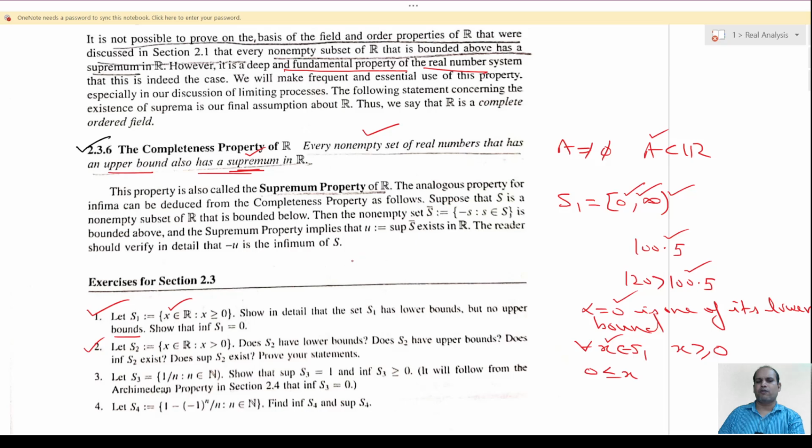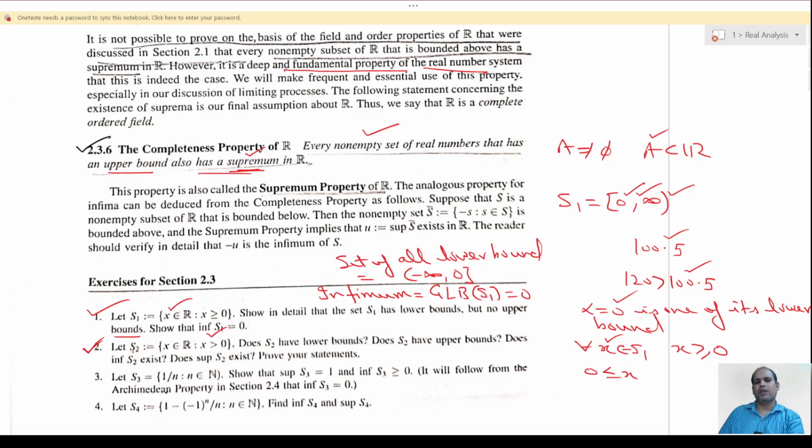Now, what will be the set of all lower bounds? The set of all lower bounds is minus infinity to 0, 0 included, because 0 is also one of the lower bounds. So infimum, as per definition, is the greatest lower bound, and the greatest lower bound of this set S1 is 0. Hence the infimum of the set S1 is 0. So this is the technique we use to do questions to find out infimum, supremum, and so on.